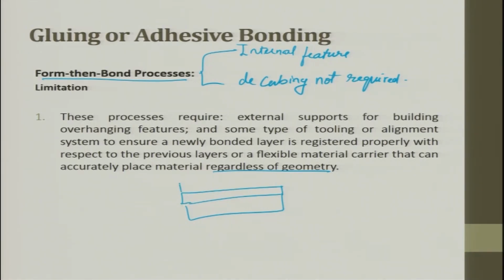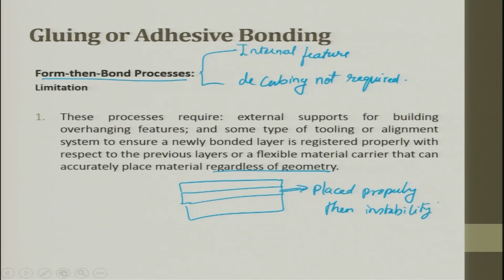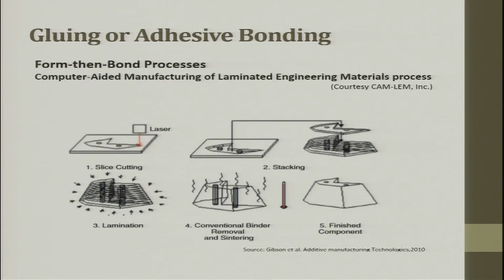Many a time with these layers, if they are not placed properly, there will be instability, or the layer can get delaminated if it is pulled or offset. So, placing them one above each other at the exact points will help. So, this is form then bond.